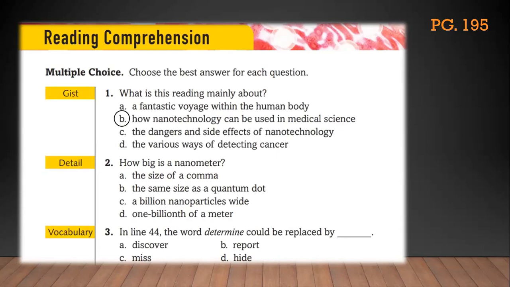Okay, number 2. Let me read it for you. How big is a nanometer? The size of a comma, the same size as a quantum dot, a billion nanoparticles wide, or the last one, 1/1000th of a meter. This fact was mentioned in the story, so you can find it. Some of you say letter C, or letter D. You are close, Joshua, but it's not that one. It's the other one. It's letter D. Yes, 1/100000th of a meter. Exactly.